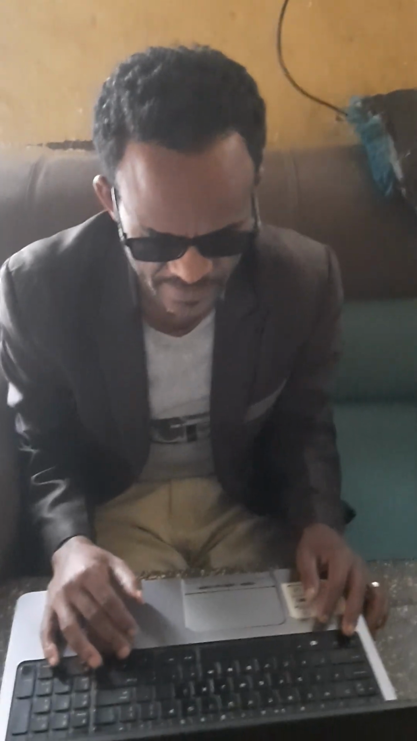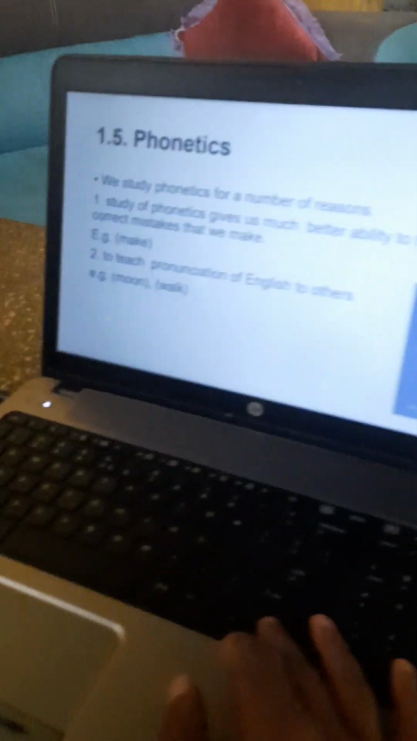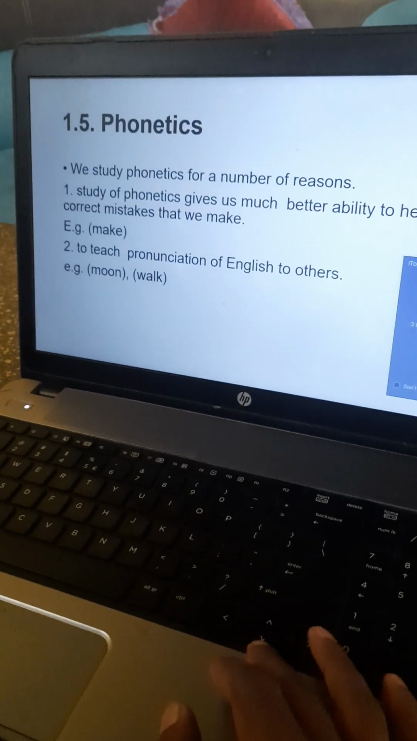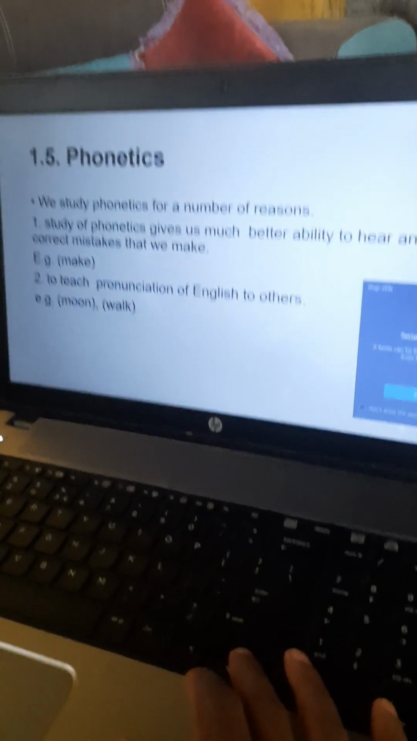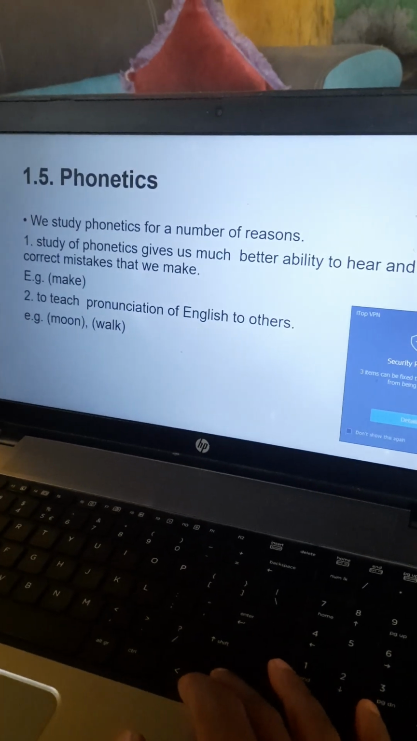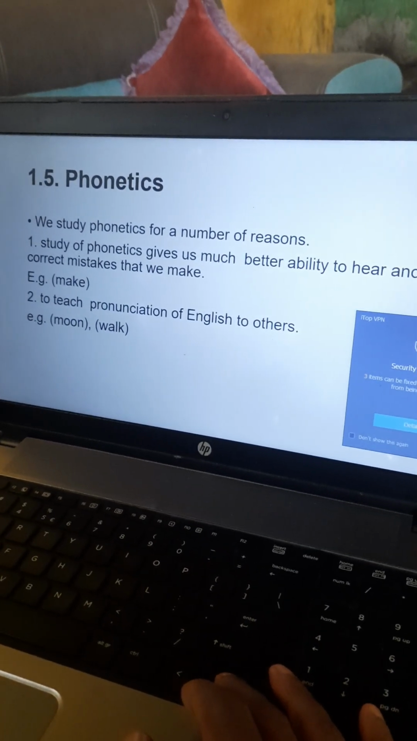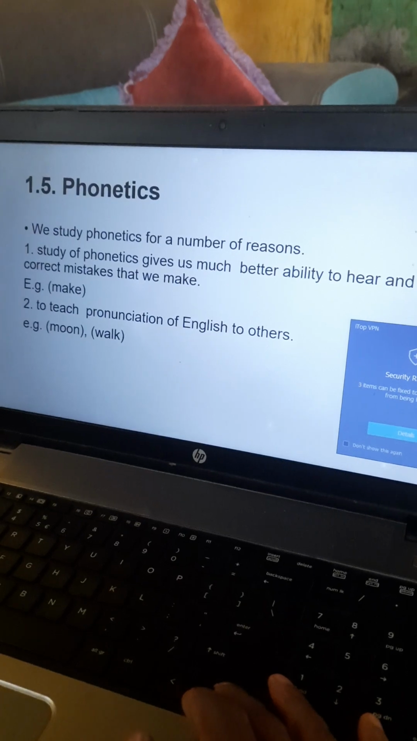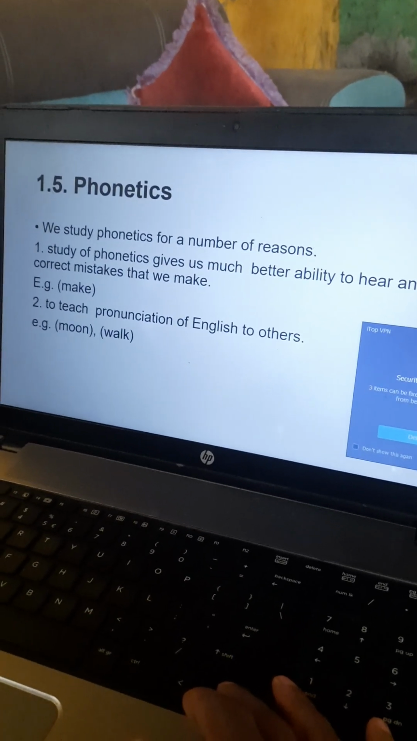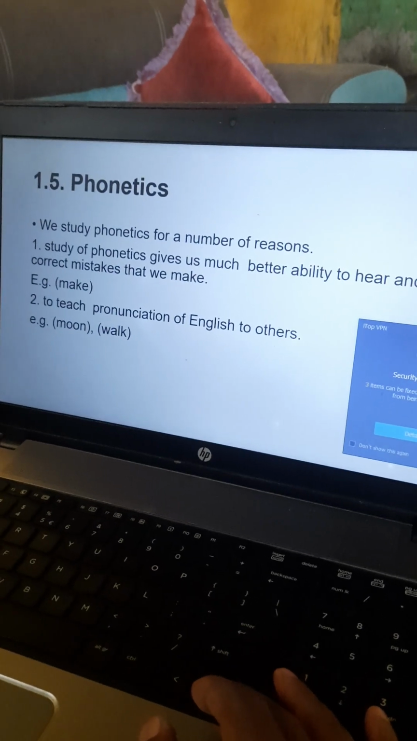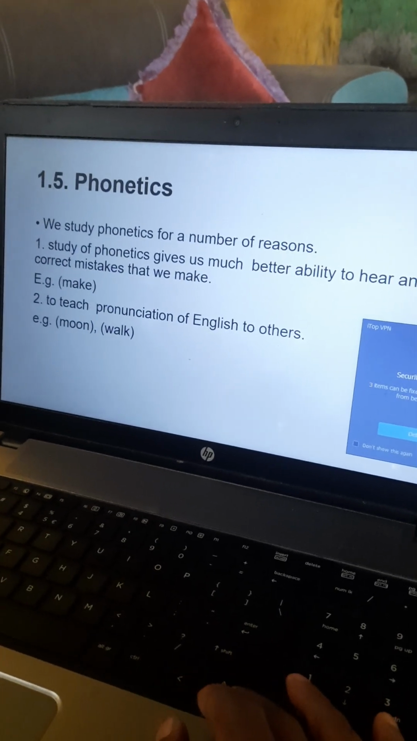Look at here. For example, M-O-O-N. Some people may say "mon" for this. But the exact pronunciation is not that. Even the sound is "moo", not "mon". Some people may say "mun". That sound could be correct, but its pronunciation is "moon". So you can correct pronunciation.